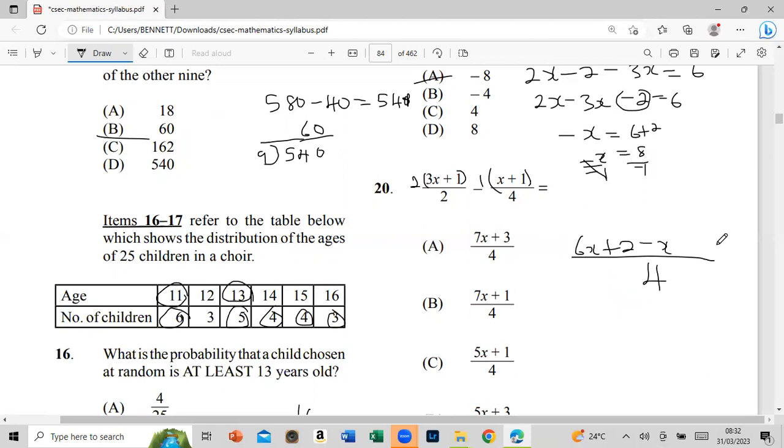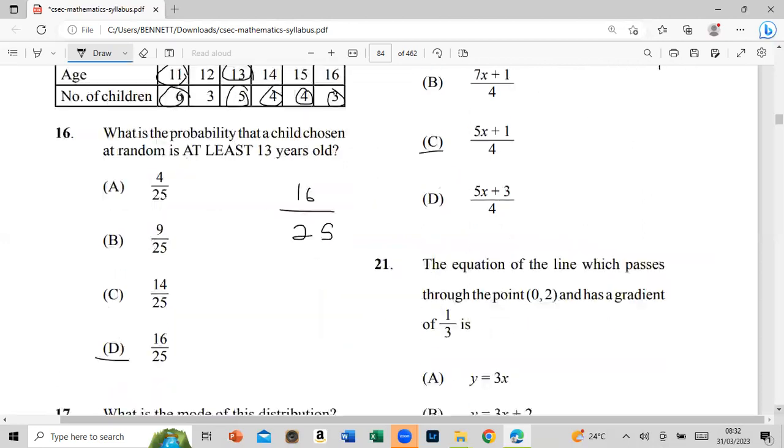Negative 1 times 1 gives us negative 1. Now to simplify, 6x minus x is 5x, and 2 minus 1 is 1, so this will be our answer. Very nice question. I need to appreciate that one.